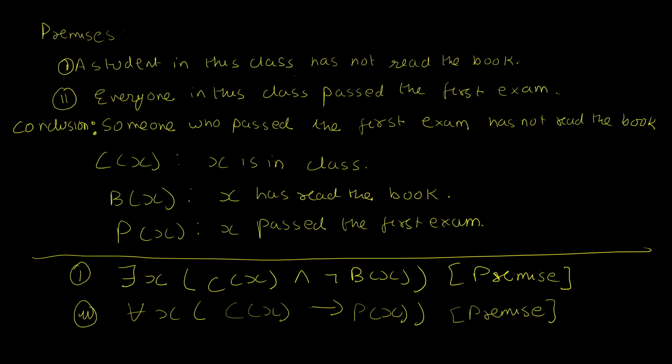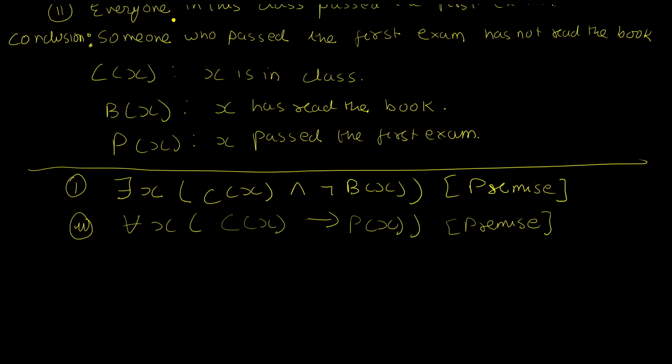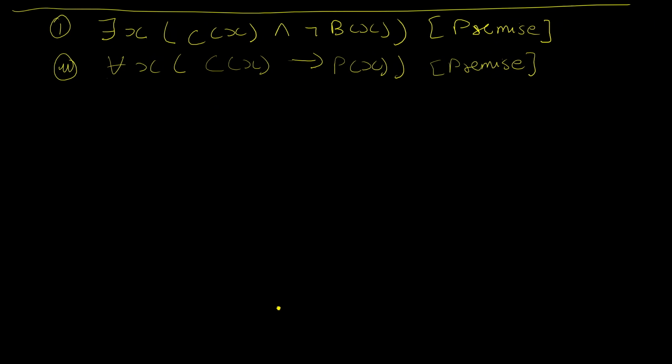Okay, so let me get some space, and I also want to note the conclusion. Someone who passed the first exam has not read the book. So I'll just scroll up and mention the conclusion here. So someone who passed the first exam has not read the book means there exists at least someone who has passed the exam and not read the first book. So this is what I want to be able to infer from these premises.